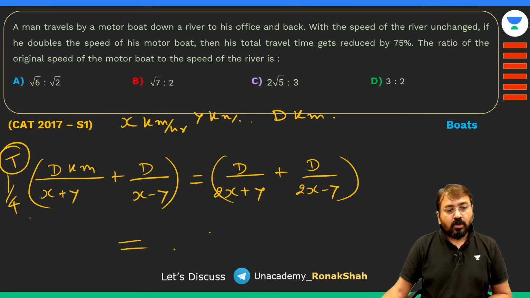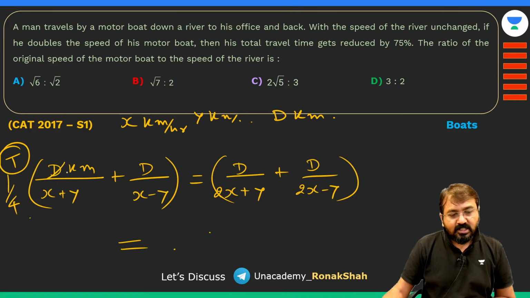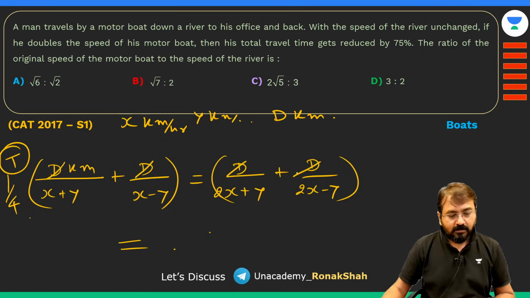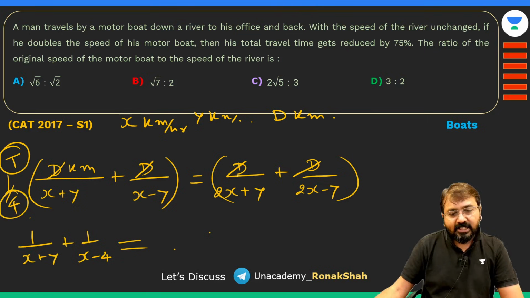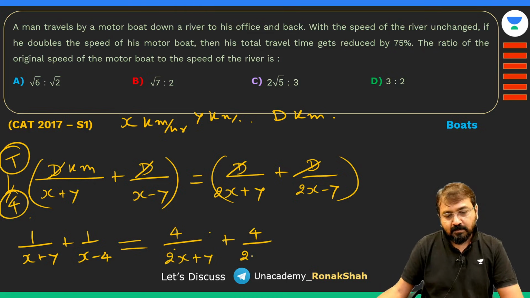Yes. So now we can just remove this d as the common factor. What will we get on the left hand side? It will be 1 upon x plus y plus 1 upon x minus y, and I am just multiplying this 4 over here. So I'll get 4 upon 2x plus y plus 4 upon 2x minus y.